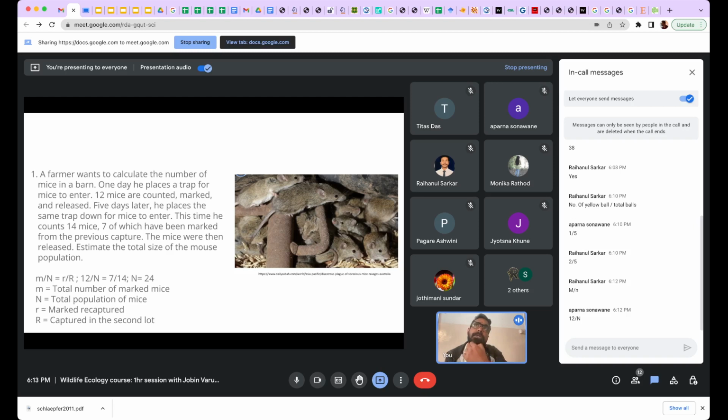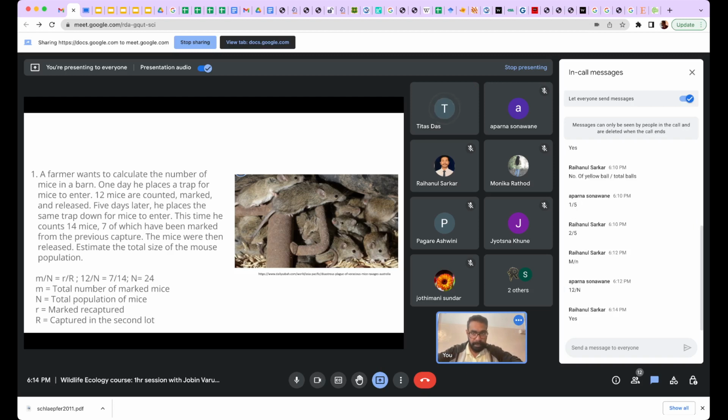What is the probability? No, okay, leave that. So M by N is the probability. You got it. Okay. Now, if we pick some balls out of the entire population, the assumption is that the distribution of marked and unmarked individuals in the picked lot will be similar to the distribution of marked and unmarked in the total population. Do you get my point?